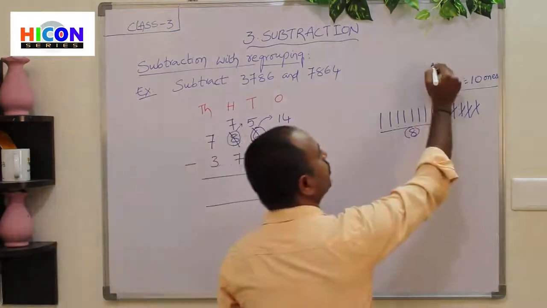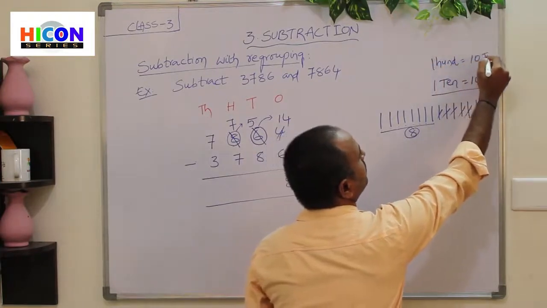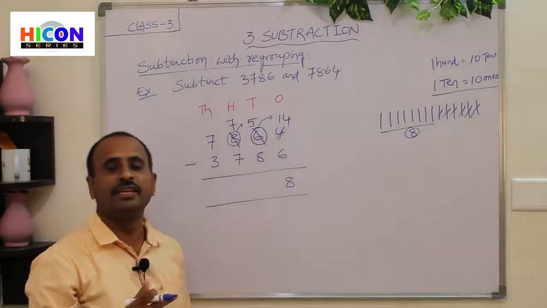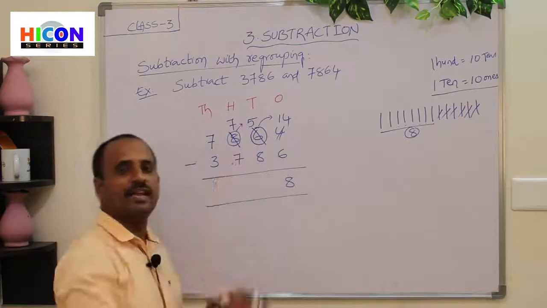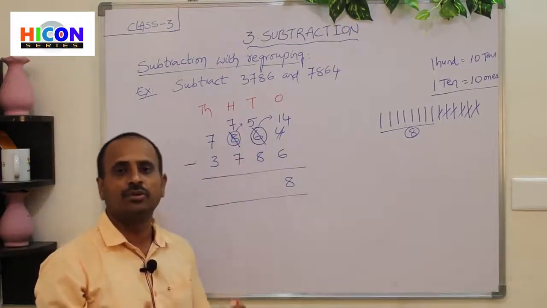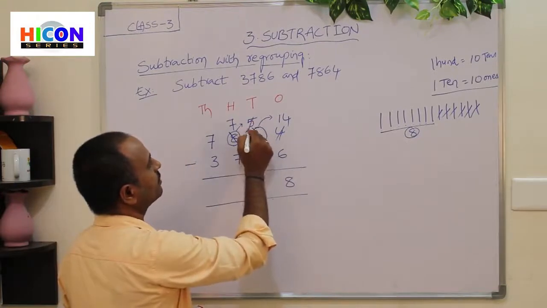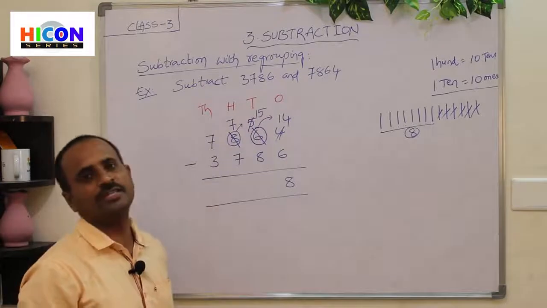So if 100 is carried to tens place, then how many tens does it become? 100 is equal to how many tens? 100 is equal to 10 tens. So if 100 is carried to tens place, then it becomes 10 tens. Already 5 tens are there. This is 10 tens and 5 tens. Total becomes 15 tens. So write 15 here. So now do the subtraction.